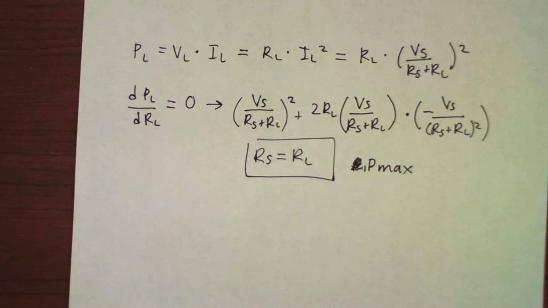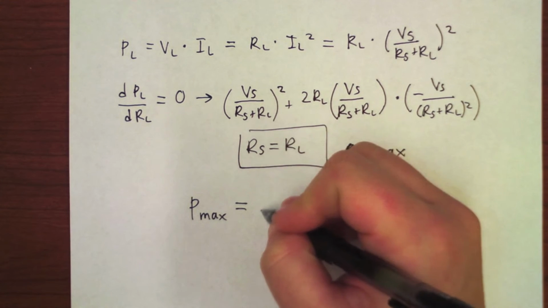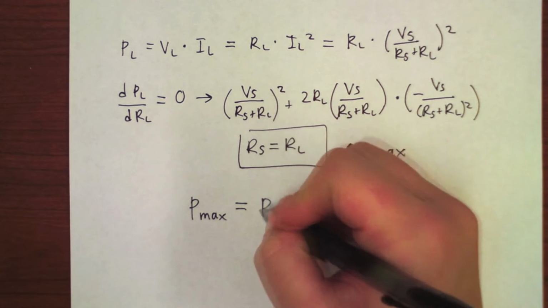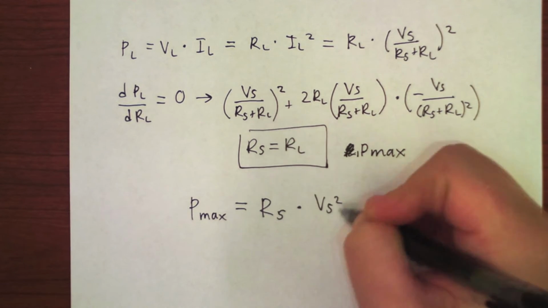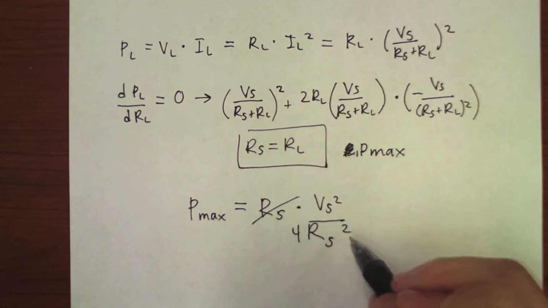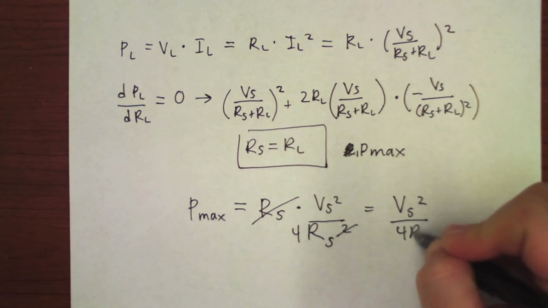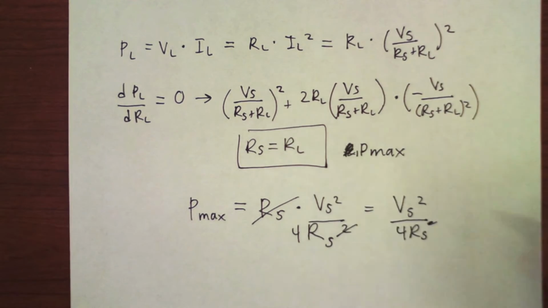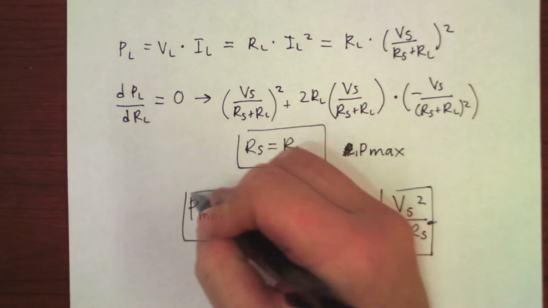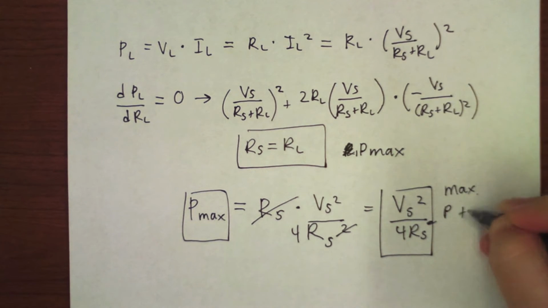So knowing that R of the load must equal R of the source to consume maximum power, we can see that the maximum power of the load, so P max, has to be equal to RS times VS squared over 4RS squared. You can cancel out this RS and this squared value, and you find that P max is equal to VS squared over 4RS. This equation, this relationship right here, is what you will use to find max power transferred.